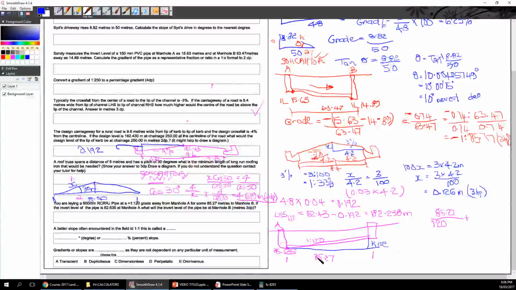It goes 1 in 120, it's going to go that much in 85.27, plus, I'm going to go back to the magenta, plus 85.635. So the key to these questions is to draw the diagram. So this will be ILB.